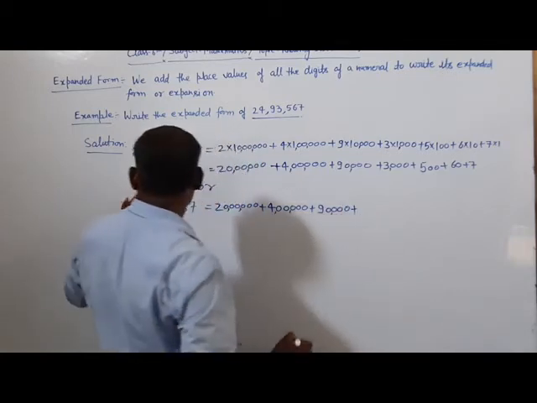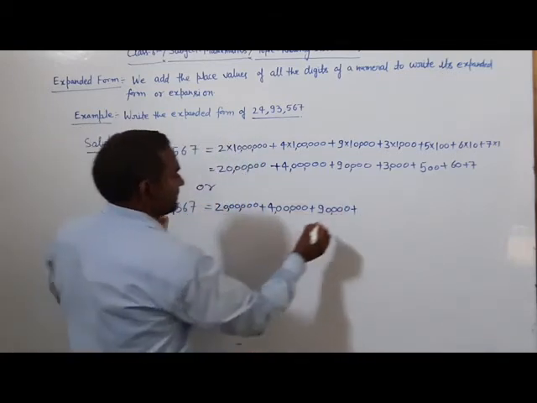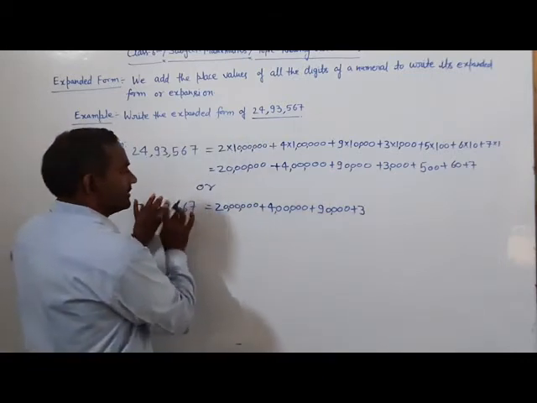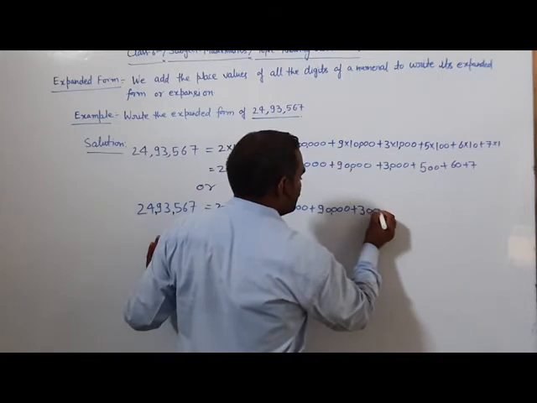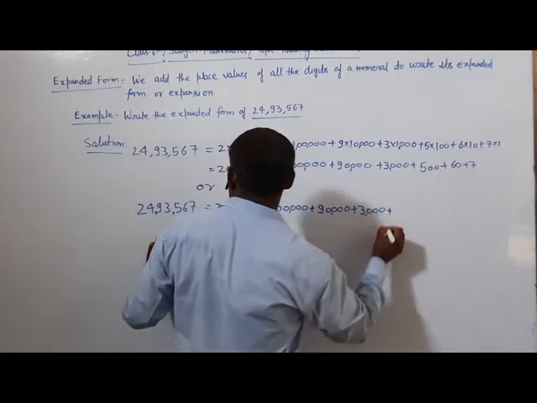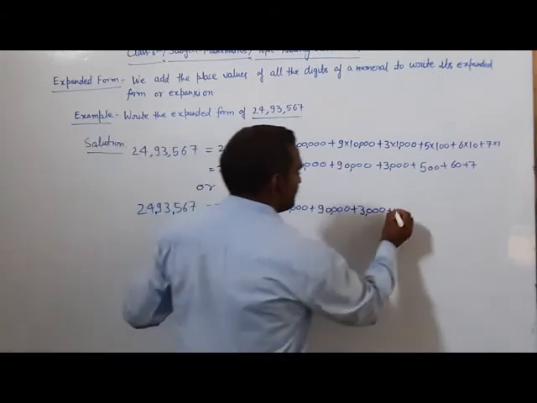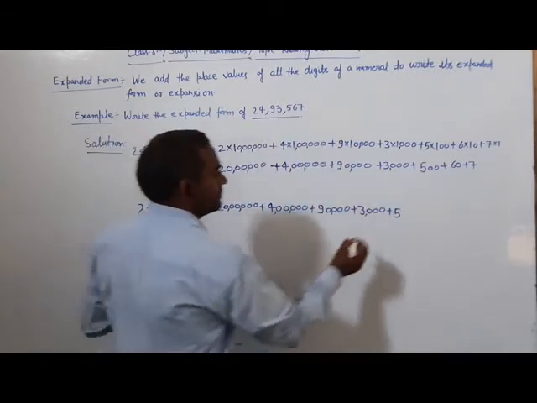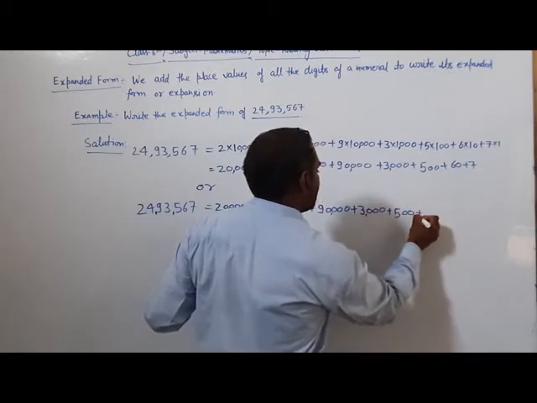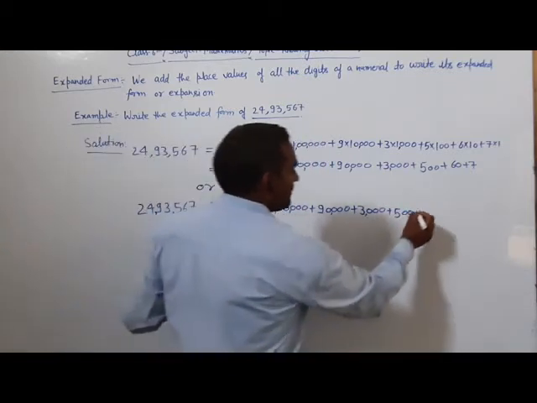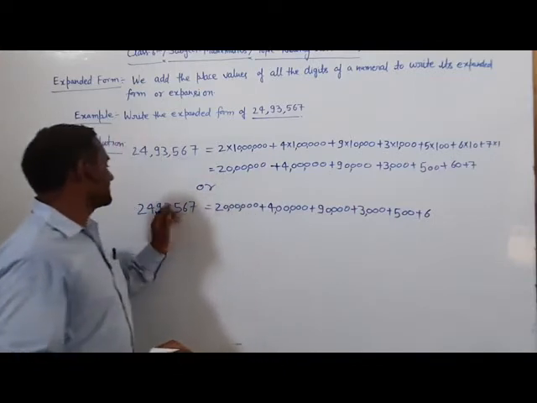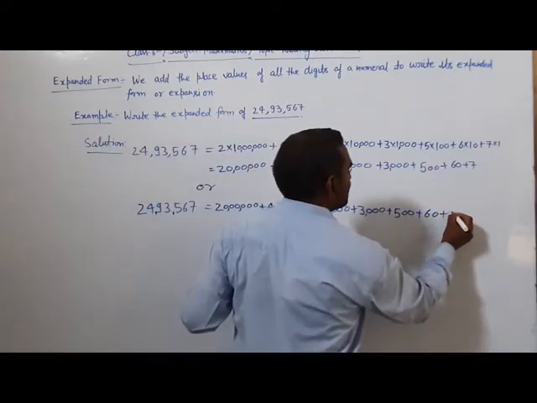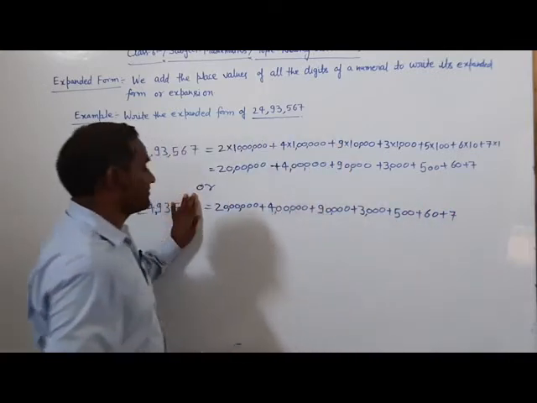Plus 3. How many digits after 3? 1 2 3. Plus 5. How many digits after 5? 2 digits. Plus 6. How many digits after 6? There is only one digit, 7. Plus 7. There is no digit after 7.